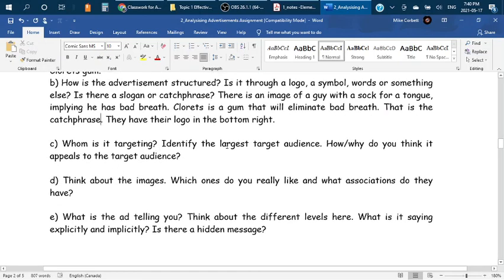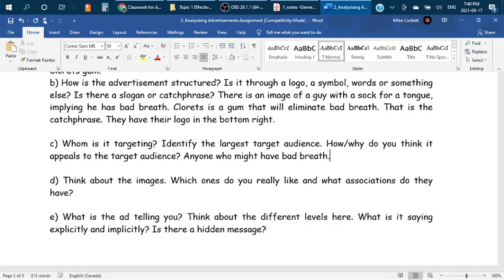Who is the target audience? Identify the largest target audience. How or why do you think it would appeal to that target audience? So I guess this would be an audience of anyone who might have bad breath. If you're going to be in close proximity to people and having long conversations, you'd want your breath to be fresh. So anyone who might be worried about having bad breath might be enticed to buy Clarets gum because they don't want to have that bad breath.